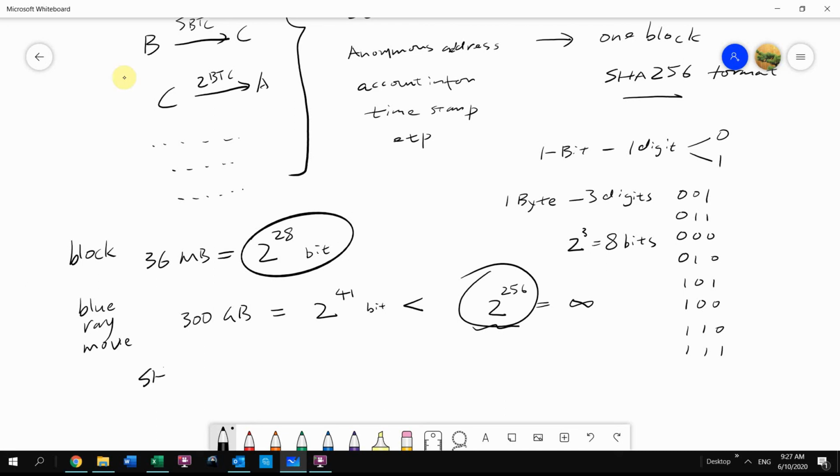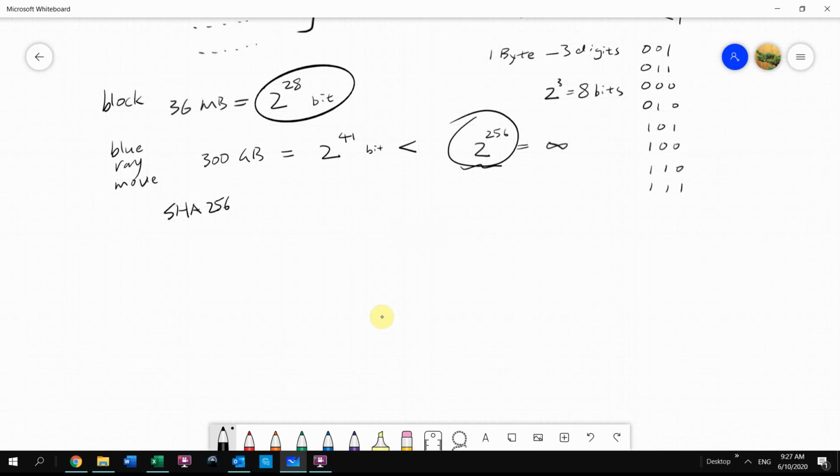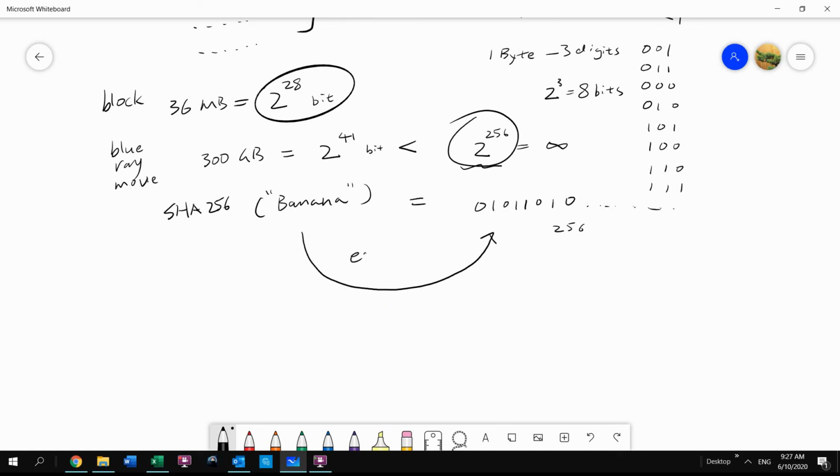Now let me explain more about this SHA-256 function. If I have a word, just to say a word, this word is very random. Let's say banana. And I'm going to encrypt the word banana into this SHA-256 format. It will give me these 256 digits of 0s and 1s, binary numbers, on and on. So there are 256 of them, and the process from banana to this string of numbers is called encryption.